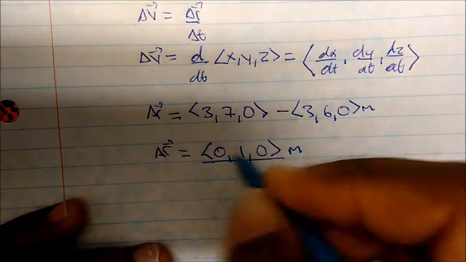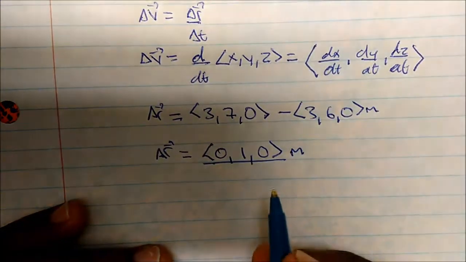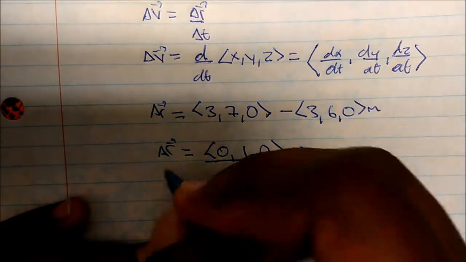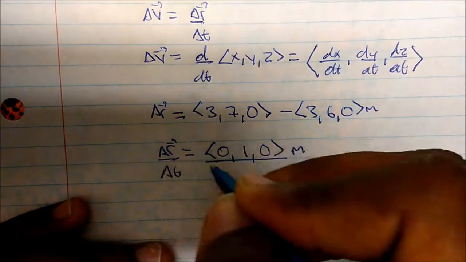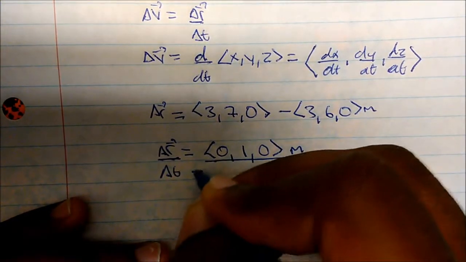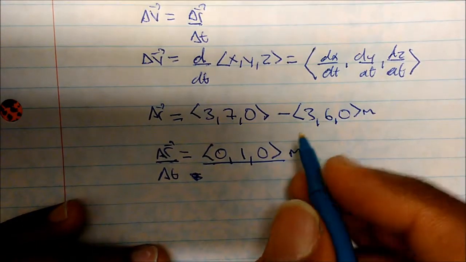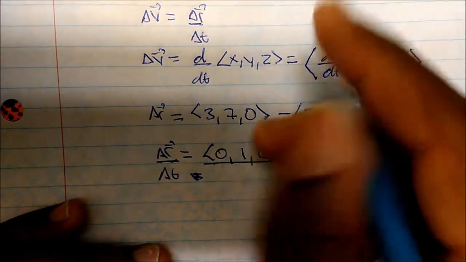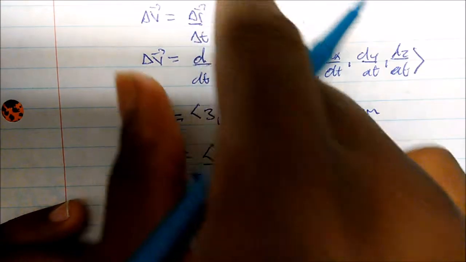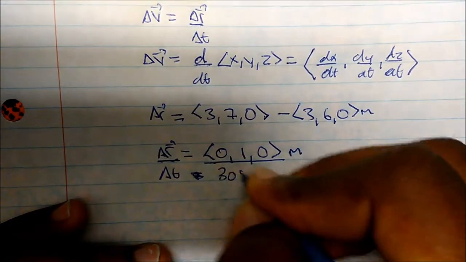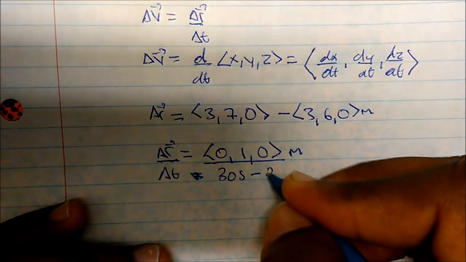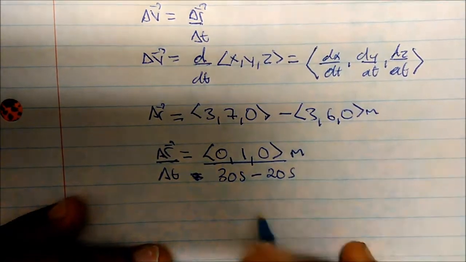Now the change in time is just equal to t final minus t initial. So if I'm looking at this, my final time is 30 seconds, and I'm going to subtract 20 seconds from that.